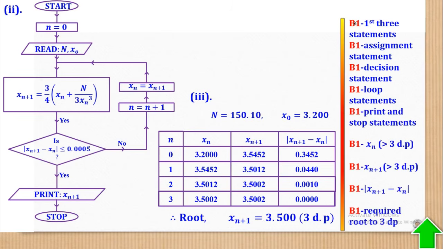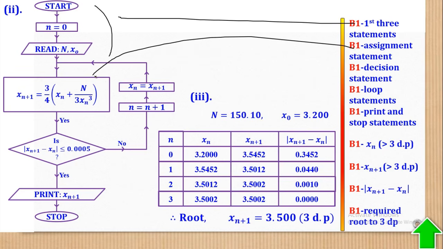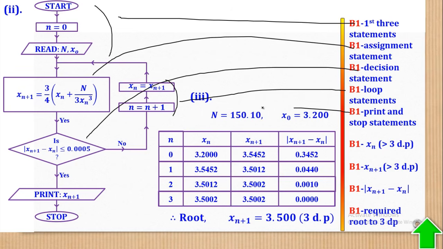So here, B1 for the first 3 statements with the correct shape, B1 for the assignment, B1 for the decision, B1 for the loop statements, and B1 for the print and stop statements. Then here, B1 for the column of xn, but values should be to more than 3 decimal places. B1 for the column of xn plus 1, but the values should be to more than 3 decimal places. B1 for the difference. Then B1 for the required root.